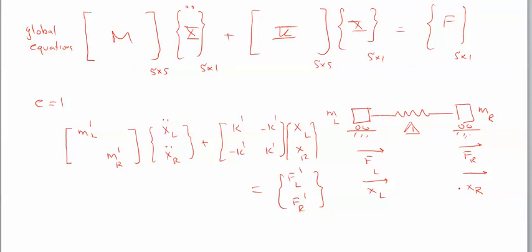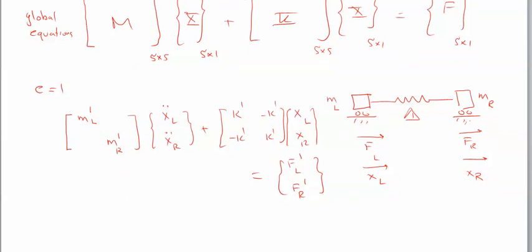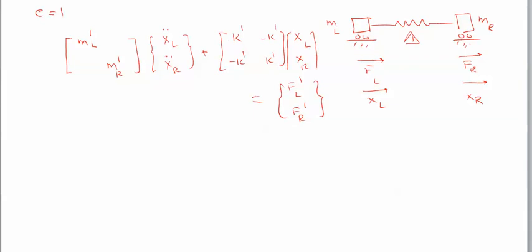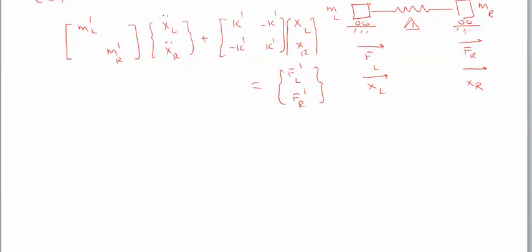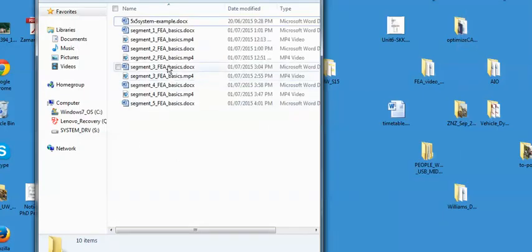Now the question is, where is this thing going to go? When I try to put it in my mass matrix, in my equation of motion, where is this going to go? So let me go and get one of those global things and bring it out here.